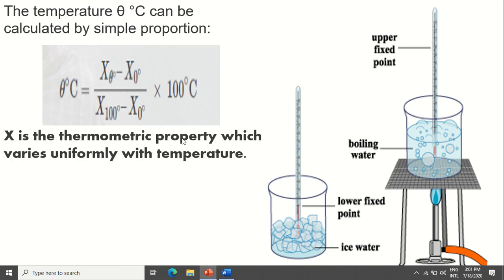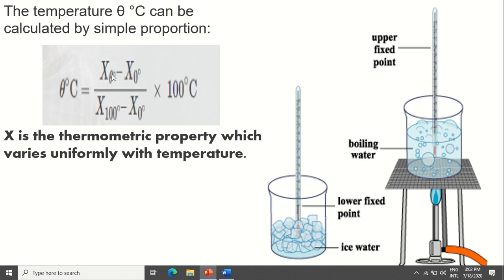X is the thermometric property which varies uniformly with temperature, because you know with the temperature, thermometric properties can be changed. Suppose the thermometric property is the length of the mercury column in the mercury thermometer. Here mercury is the thermometric substance and the length of the mercury column is the thermometric property. So thermometric property is changed with the increase of temperature.